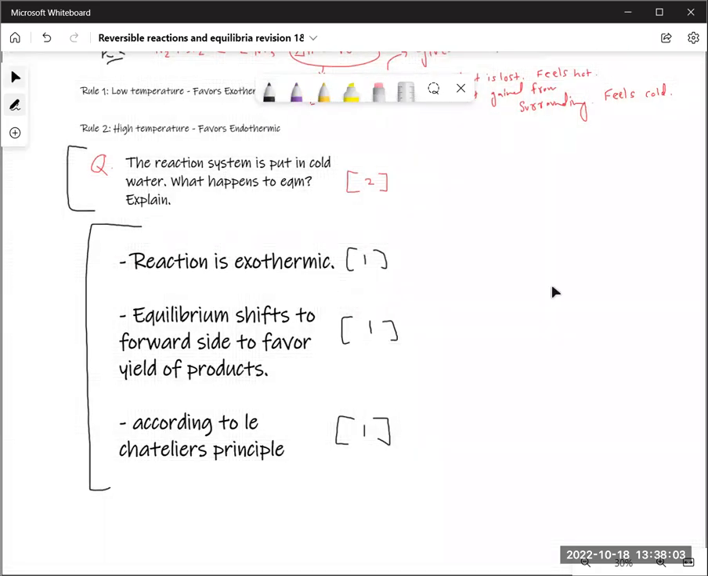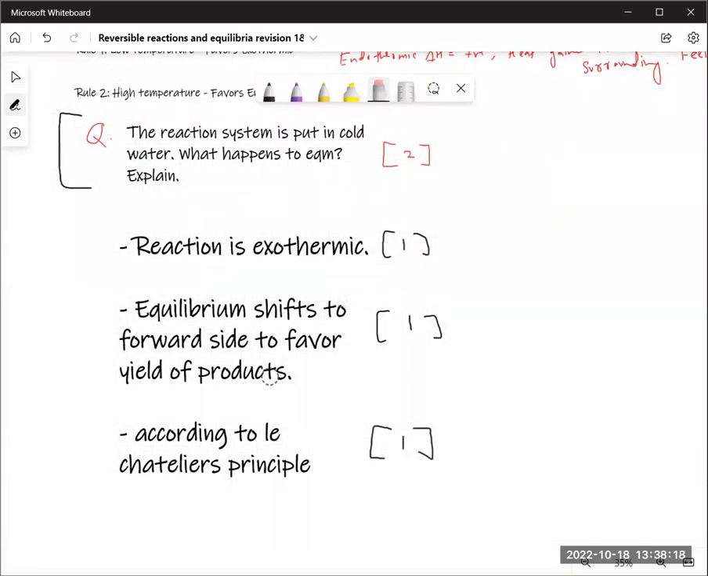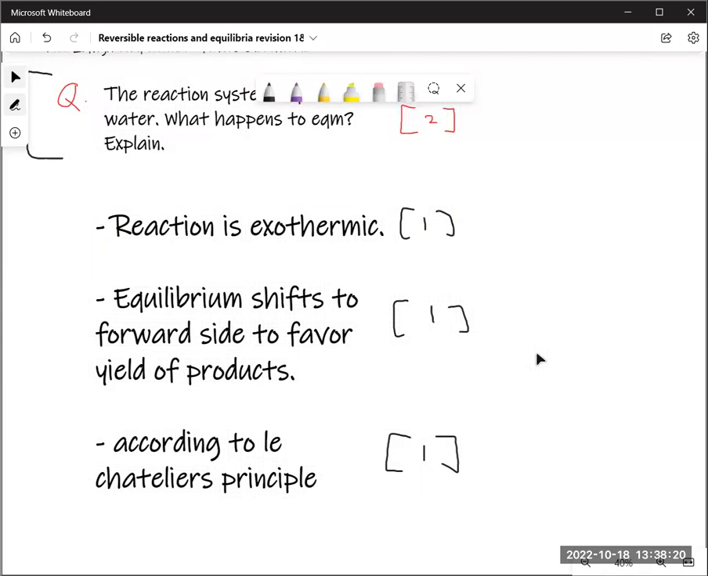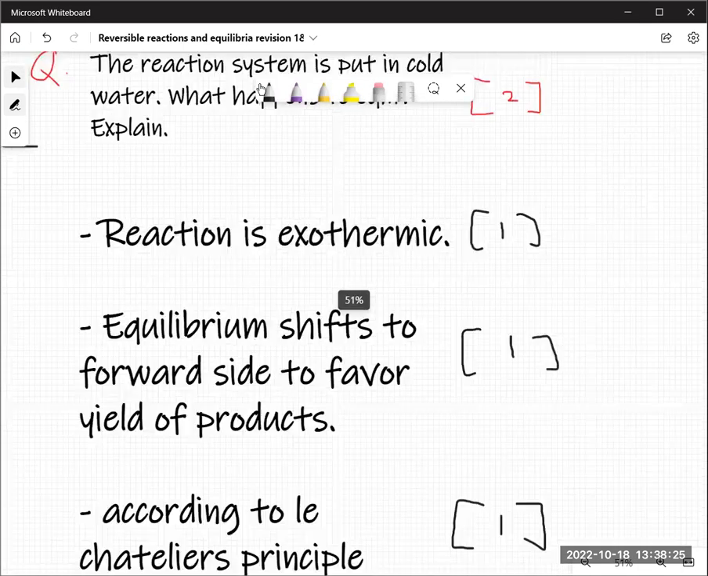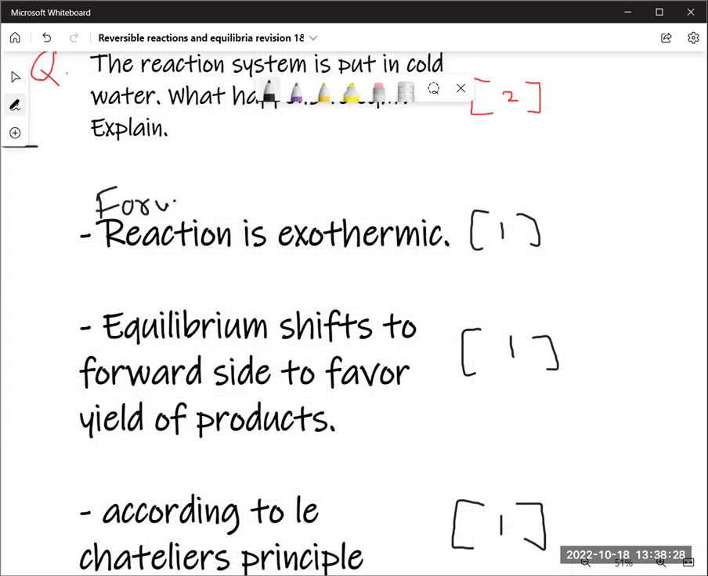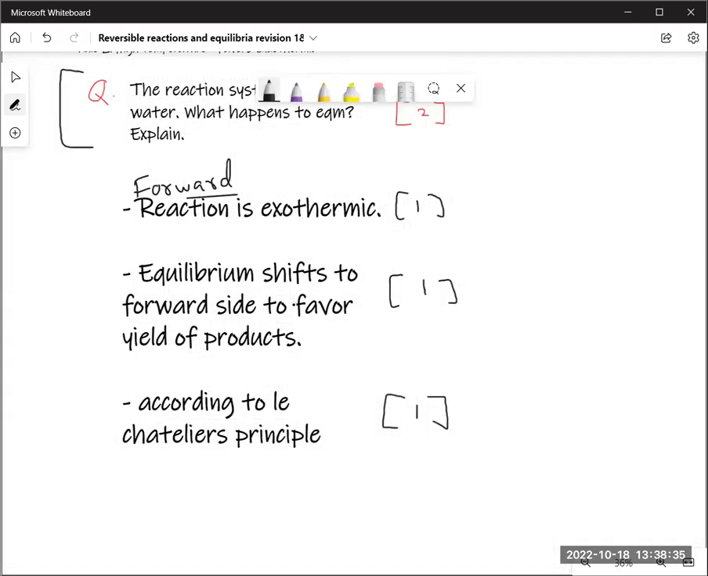Reaction is exothermic. Equilibrium shifts to forward side to favor yield of products according to Le Chatelier's principle. All right. So we don't just say reaction, we say forward reaction. Forward reaction is exothermic. That's the key word as well. Equilibrium shifts to forward side to favor yield of products according to Le Chatelier's principle.